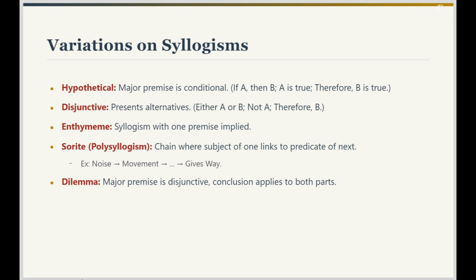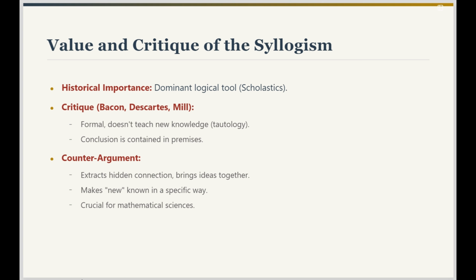Dilemmas present choices with consequences for each. If you study, you pass. If you slack off, you fail. You either study or slack off. Therefore, you either pass or fail. All these variations, complex as they seem, can often be broken down into simpler syllogistic steps. So, what's the deal with the syllogism?